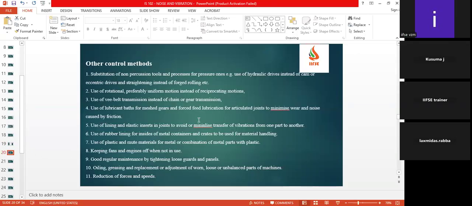Then use of V-belt transmission instead of chain or any gear transmission. Use of lubricant baths for meshed gears or force feed lubrications. Then use of lining or elastic inserts in joints to avoid any minimalized transfer or vibration from one to another. And use of rubber lining inside the metal containers. Use of plastic and mute materials for the metal, or any combination of metal parts with plastic. Then keeping fans and engines off when not in use. Then good regular maintenance and tightening of loose guards and panels, oiling and greasing, and reduction of forces and speed.